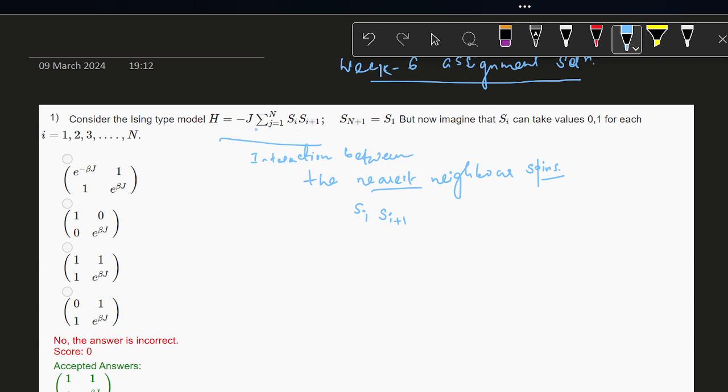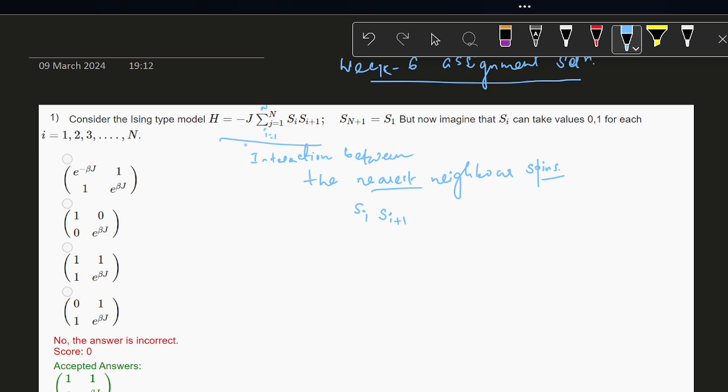And we know that J is the interaction strength, where for a ferromagnetic case J will be positive and for an antiferromagnetic case J will be negative. And the summation over 1 to n is actually not over J, it is over i, because our only index is i. So it is the same as i equal to 1 to n.